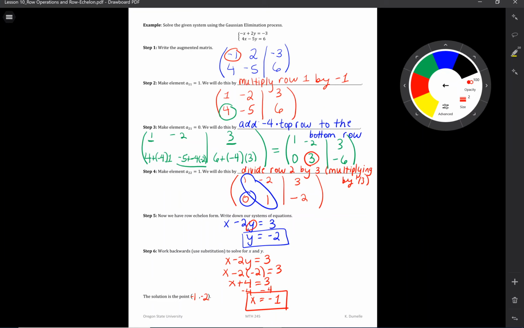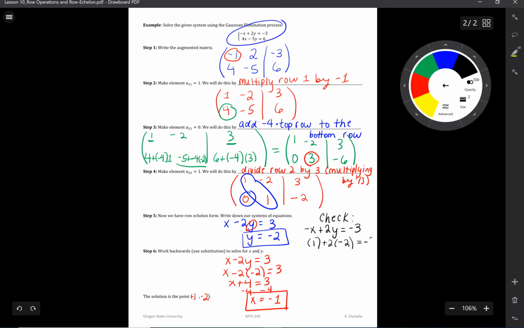And if we wanted to check our work, we could plug the solution into our original system of equations. So let's go ahead and do that. My first equation was -x plus 2y equals -3. Well, -x is 1 plus 2 times -2 is equal to -3. That is 1 minus 4 equals -3, which is right.